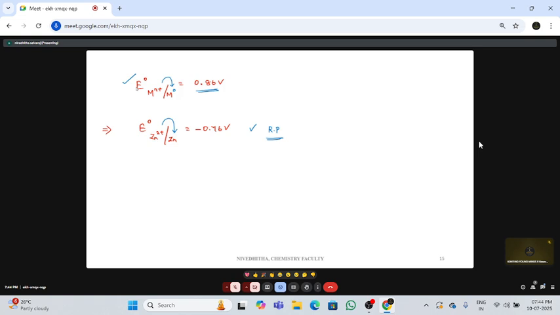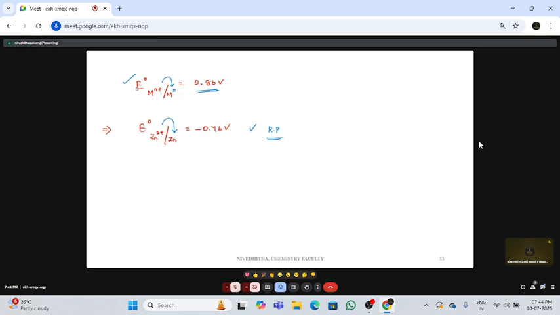For Daniel cell, what was the standard cell potential? What is the standard cell potential of Daniel cell? 0.0 volt. That is for SHE. But I'm asking for Daniel cell. E0 cell of Daniel cell. Very good, the answer is right, which is 1.1 volt. In your exams, they may give you any other two metals, and they may ask you to calculate the value of E0 cell. So for all these, we have to use this electrode potential. So I'll give you the shortcut to find all these.